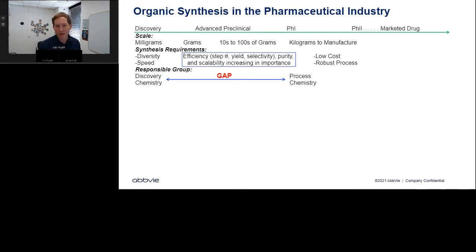So historically, there have been really 2 buckets that organic chemists fit into. You have discovery medicinal chemists and process chemists. And while that really does effectively span this entire continuum, about 10 years ago, we recognized that there was a gap here where efficiency of synthesis is increasing in importance. And we thought, filling this gap with a group that's really focused on this space could be beneficial.